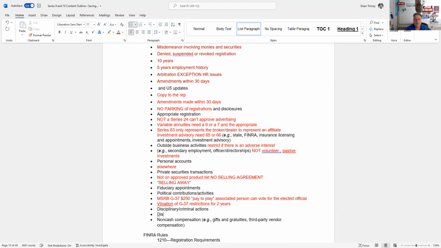I can't tell you how many firms get in trouble for not making the disclosures in a timely fashion about disciplinary action from the SRO, the SEC, the state administrator. We're not talking about internal disciplinary actions or criminal actions.